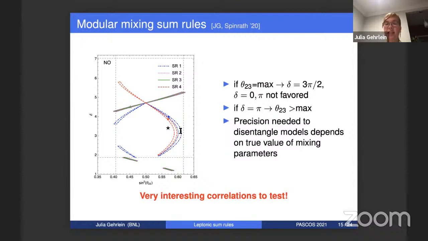However, the precision in the measurements of delta and θ23 needed to disentangle these models depends on the true value of the mixing parameters. We see that sum rule 4 and sum rule 1 have very similar predictions, which are also different from the predictions of sum rule 2 and sum rule 3. However, these are very interesting correlations to test with future oscillation experiments.